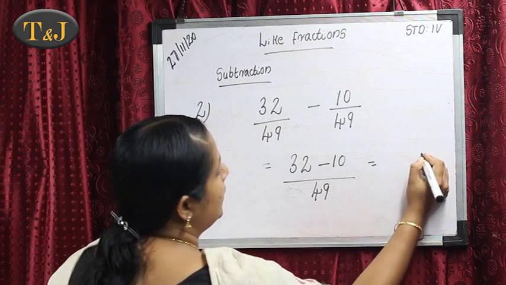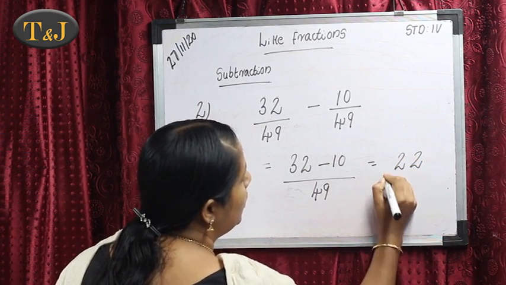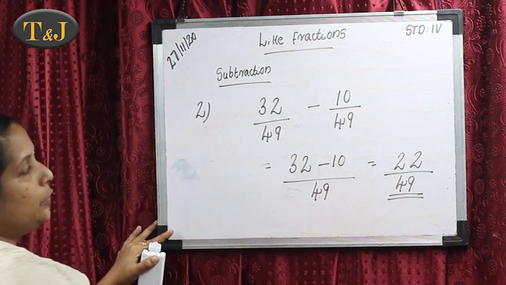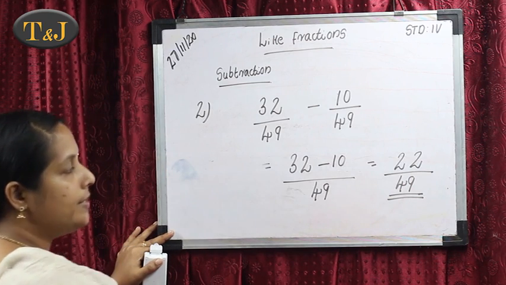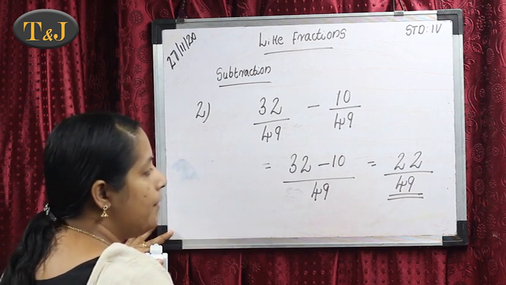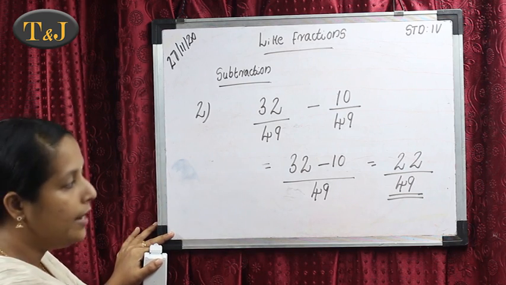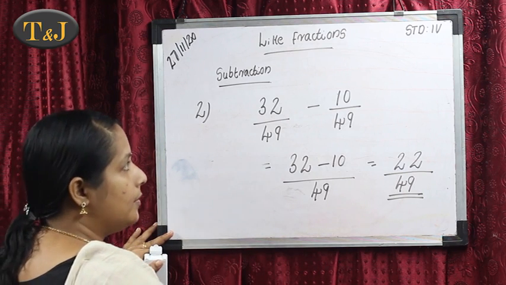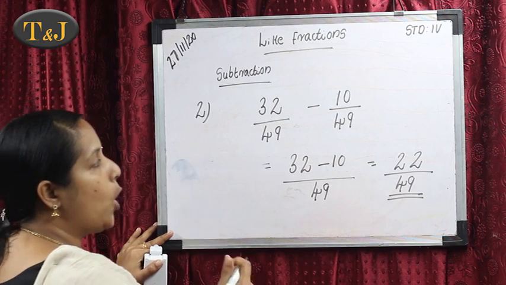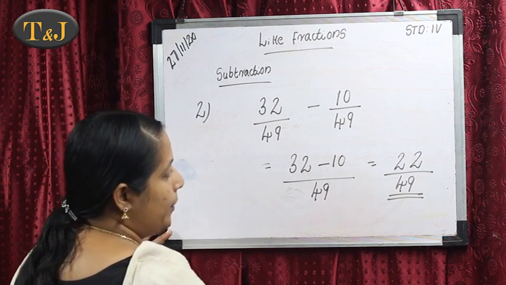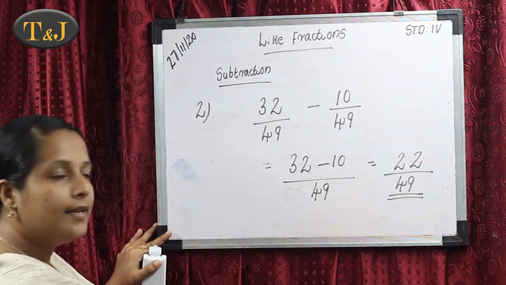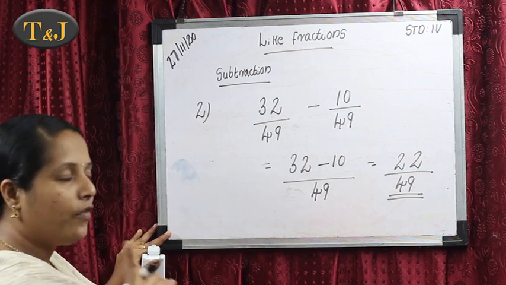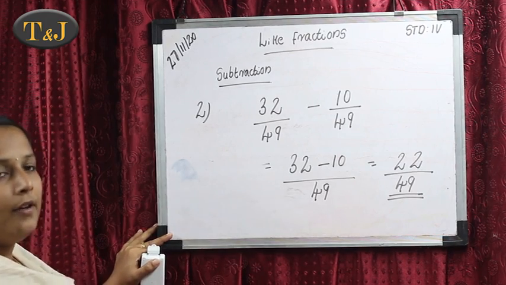So 32 minus 10: 3 minus 1 is 2, and 2 minus 0 is 2, so 22. Then 22 by 49. So 32 by 49 minus 10 by 49 is 32 minus 10 by 49, and our answer is 22 by 49. In this case we are using the same method as the addition problem. We take only the numerators 32 and 10 and subtract them, and our denominator remains the same. That means we write the denominator only one time. So our answer is 22 by 49.